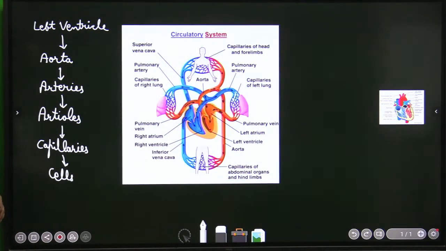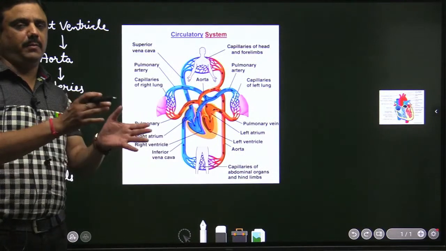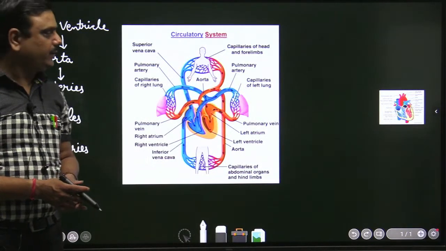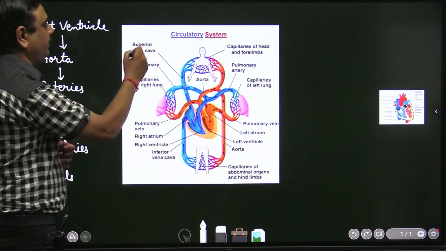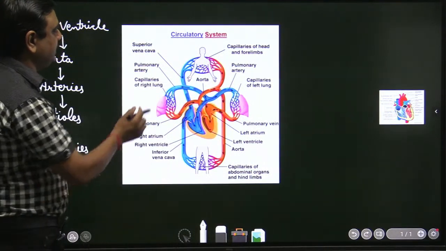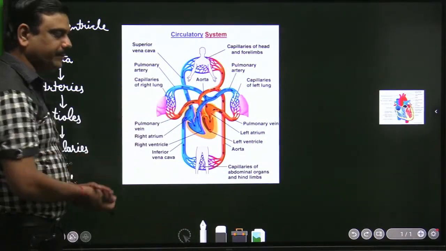Now from the cells, again, what happens? Capillaries collect the deoxygenated blood from the cells. That deoxygenated blood from capillaries is supplied to the venules. Some venules merge into the veins, and all the veins then merge into the vena cava, which is the main vein of the body. This vena cava brings the deoxygenated blood into the right atrium.